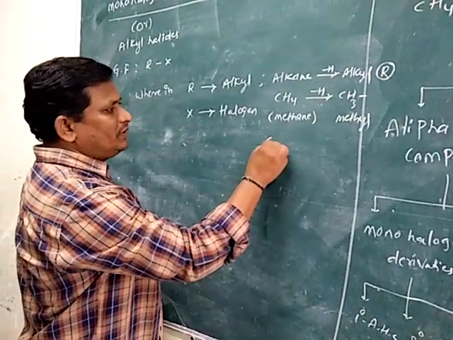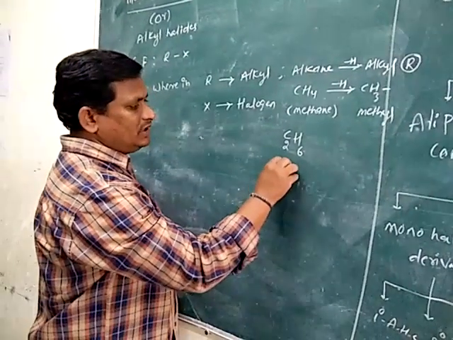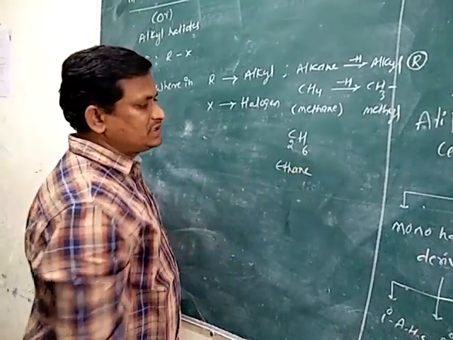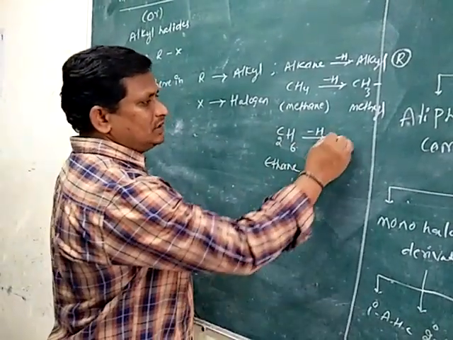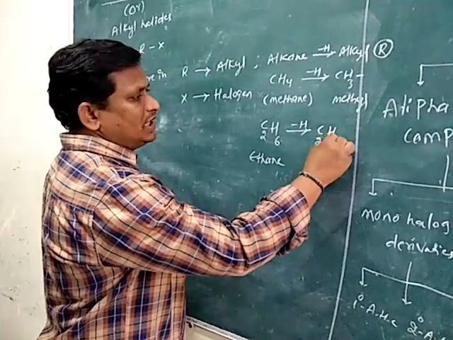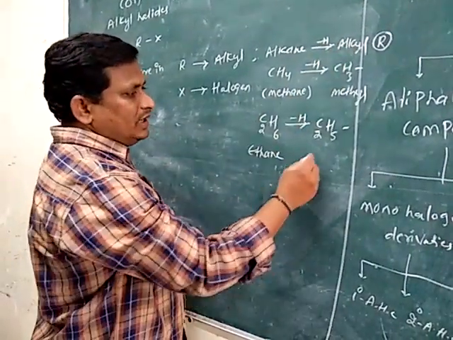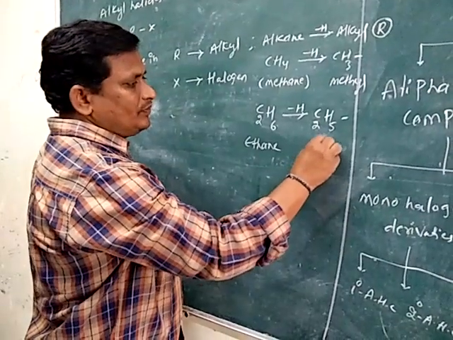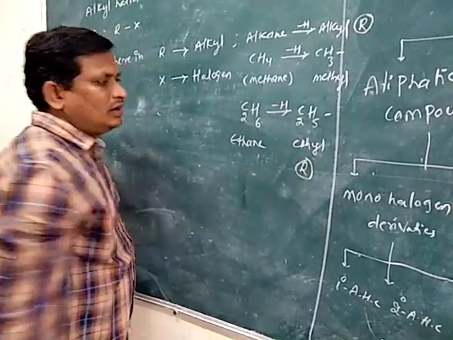For example, if we take ethane, C2H6, it is one of the alkanes. The removal of one hydrogen gives C2H5. C2H5 is one of the alkyls. This name is ethyl. It is also represented with R.